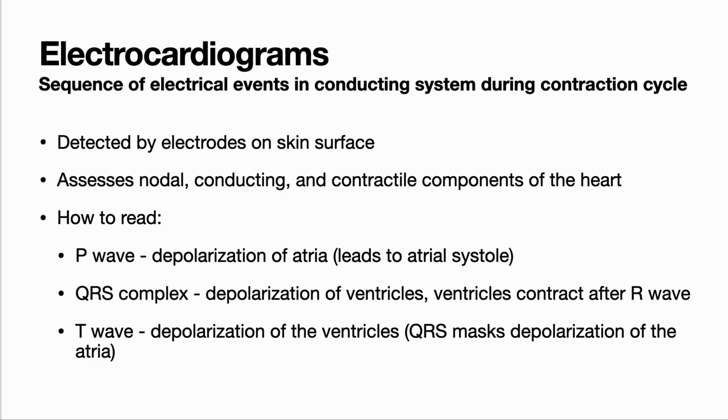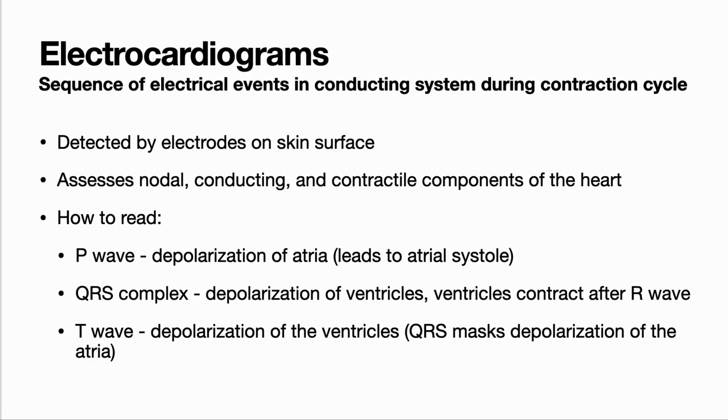So what we're going to look for to read an EKG is we're going to look for the P wave. That should be our first small wave on the EKG. It represents depolarization of the atria, and immediately after depolarization, we should have atrial systole or contraction.